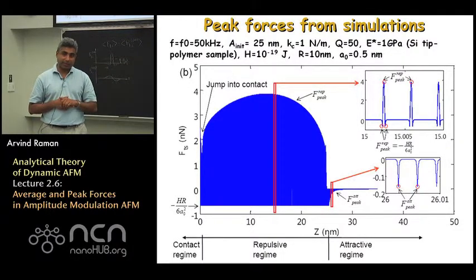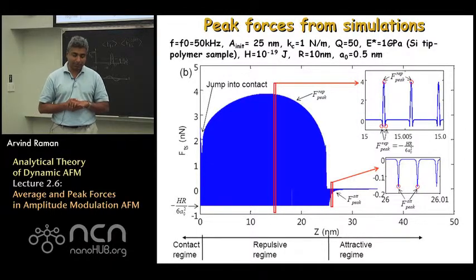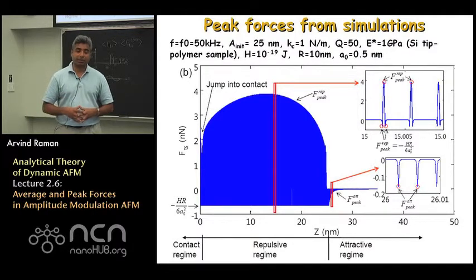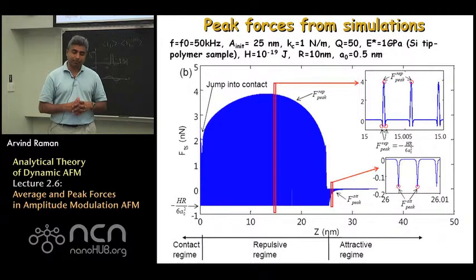The properties of the cantilever are shown. It's a moderately soft to moderate stiffness cantilever, 50 kilohertz, with a free amplitude far from the sample of 25 nanometers. And it's approaching a softer sample. The tip-sample interaction model is the DMT interaction model. Again, the details of the parameters used for the simulation are shown in the appendix.